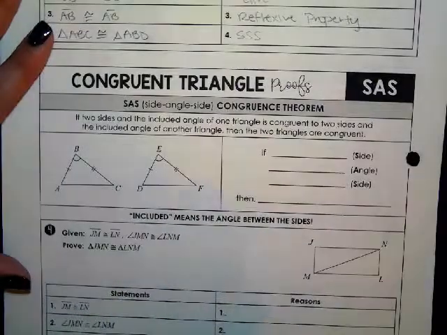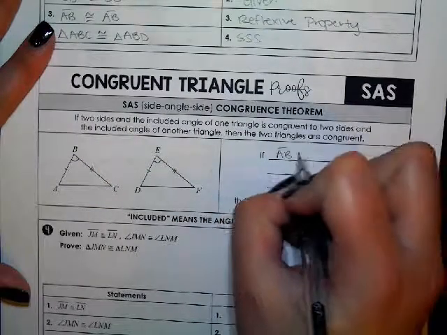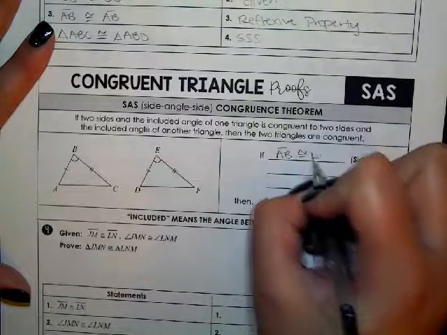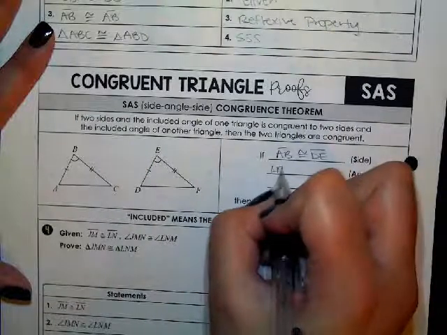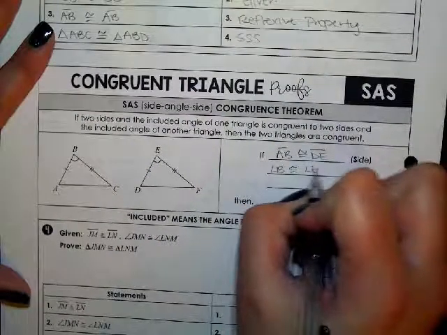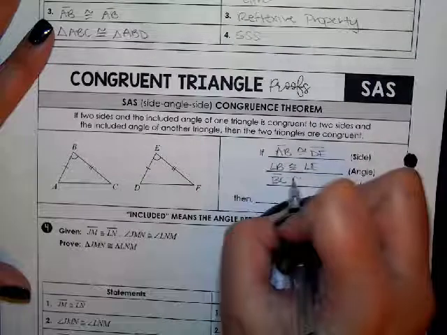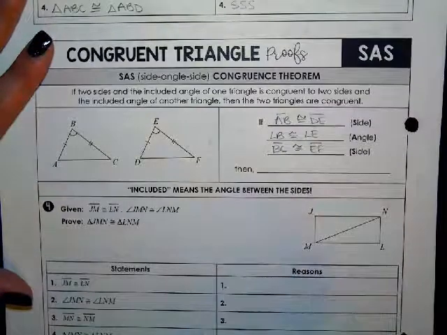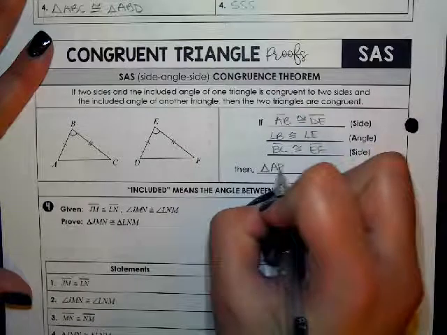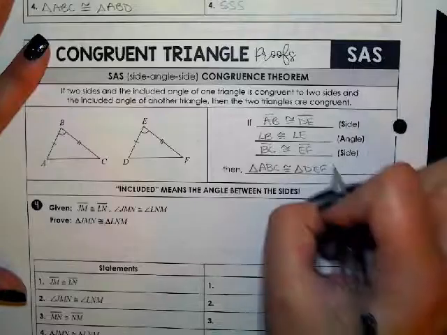Next one. If we have side AB is congruent to side DE, like in the picture, and angle B is congruent to angle E, and side BC is congruent to side EF, then we can conclude that triangle ABC is congruent to triangle DEF, and our reason is what? Side angle side.